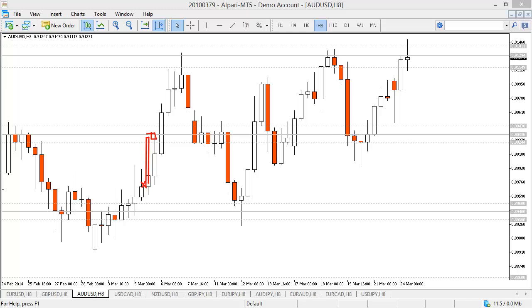Why do I use MT5 and not MT4? Again, not on subject, but just real quick. MT5 has a lot more time frame options. You see 6-hour, 8-hour, 12-hour, etc. It has a lot more time frames, so it's better for me.